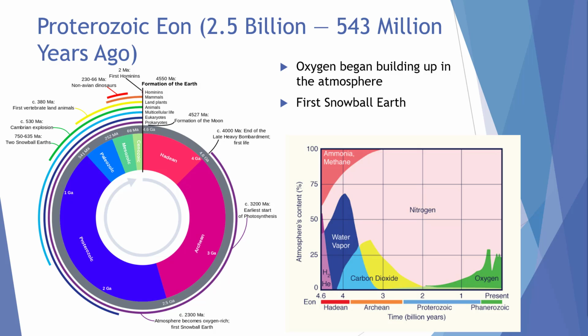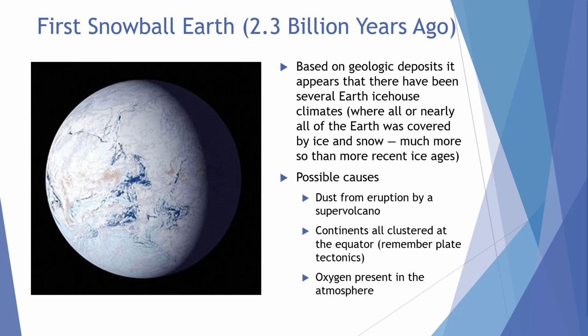So next we have the Proterozoic eon. And during the Proterozoic, oxygen began to build up more in the atmosphere because photosynthesis had been around for a while, and we saw our first snowball Earth. So snowball Earth, the first one, happened about 2.3 billion years ago.